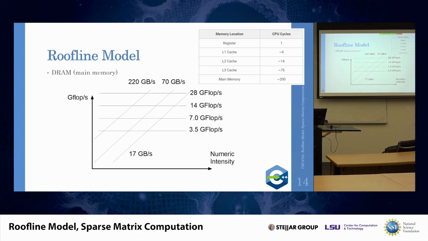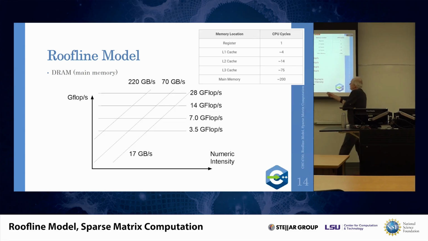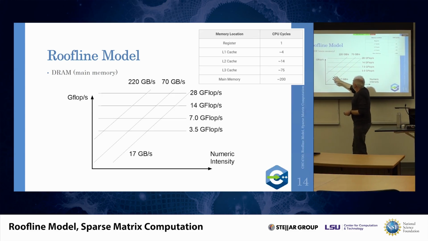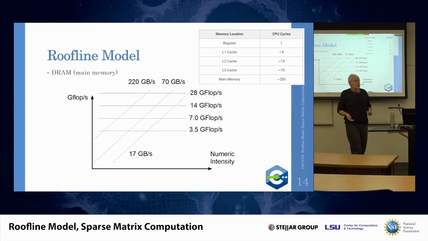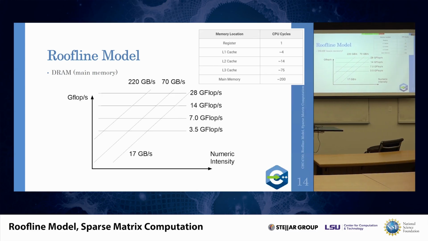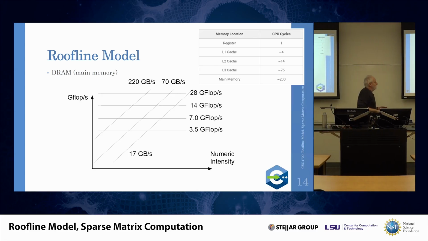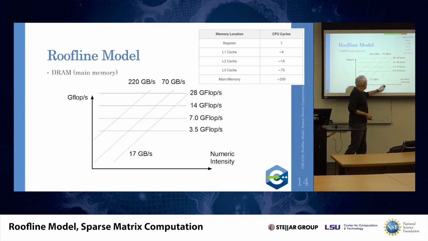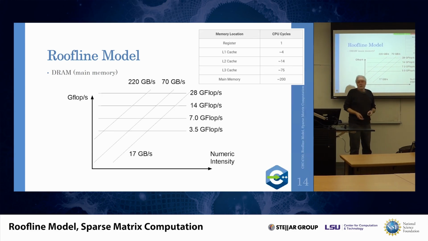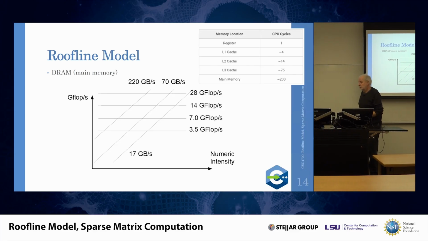The other thing that needs to be said here is that if the performance of a particular algorithm is limited by the bandwidth, we say that it's memory bound. So the algorithm is memory bound. On the other hand, if you have an algorithm that happens to be limited by the peak performance of the core, so somewhere here, then we say it's compute bound or computationally bound.